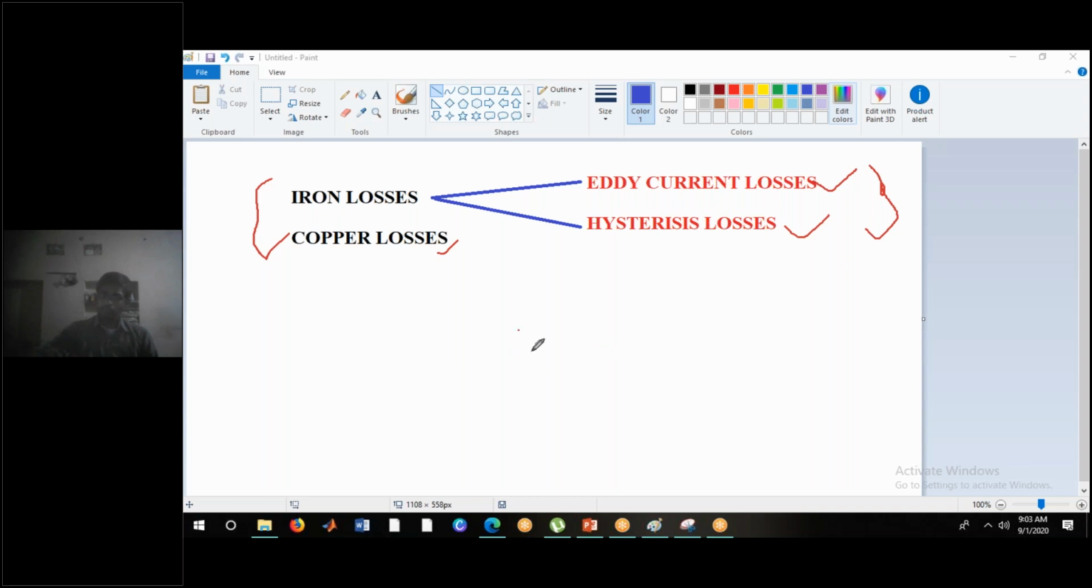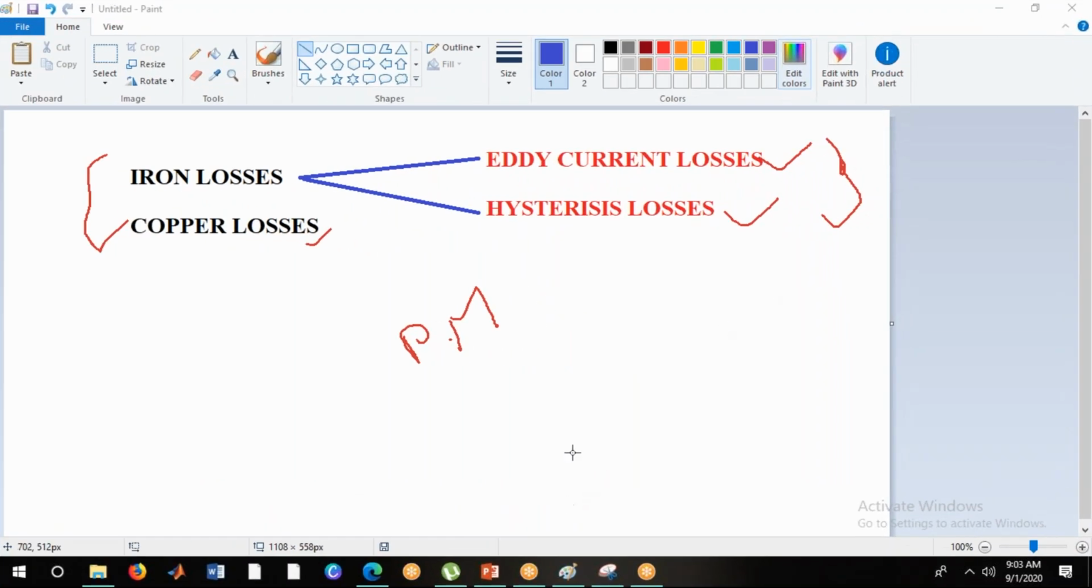One more topic is permanent magnets. What types of permanent magnets do we have, and what are the applications of permanent magnets? Those are the two topics we are going to discuss in today's class. So let's move to the topic.